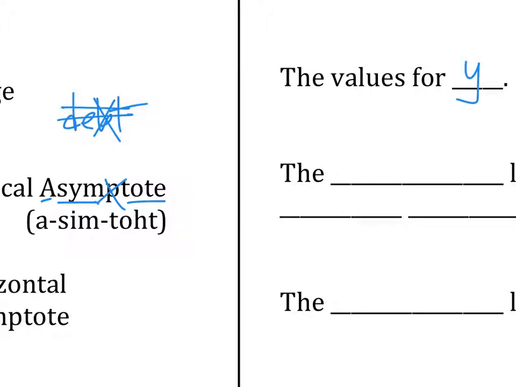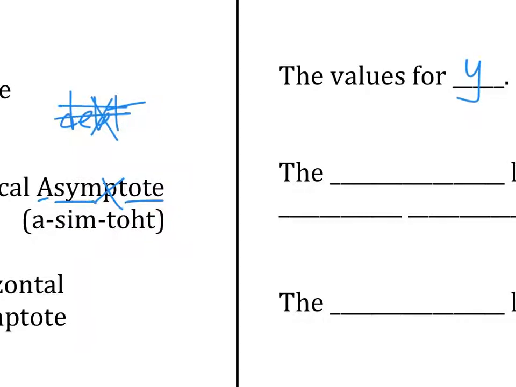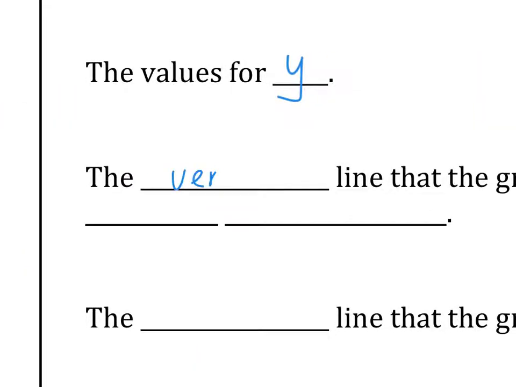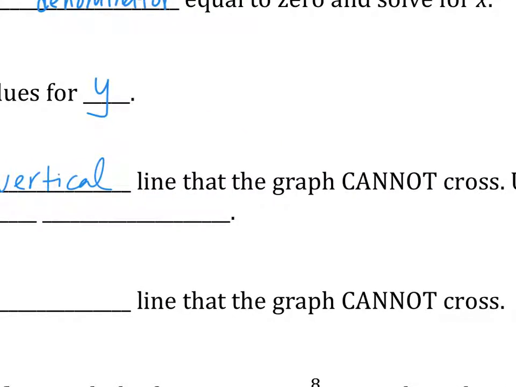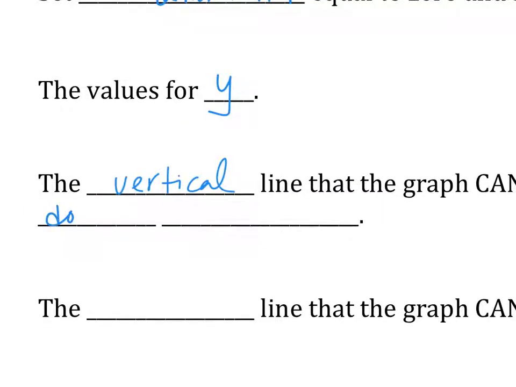So, asymptote. Okay, can everyone say asymptote? Okay, say that again. Asymptote. Okay, so don't say the P, okay? All right, vertical asymptote. Vertical is this way, right? Up and down. So this is the vertical line that the graph cannot cross. And that is usually the domain problem, so the domain restriction. Usually.